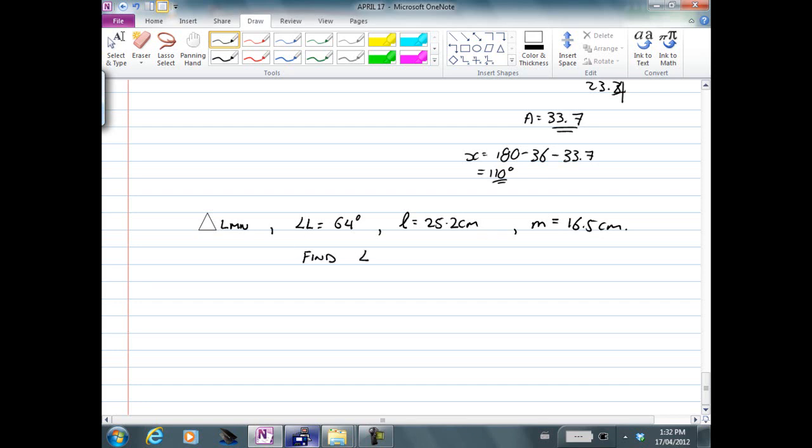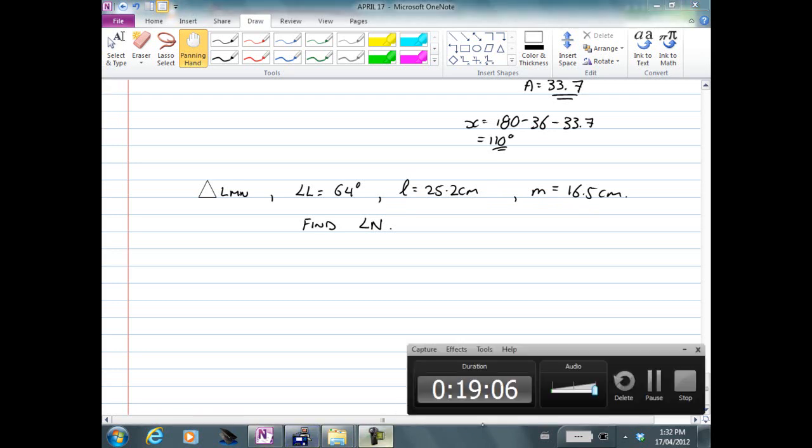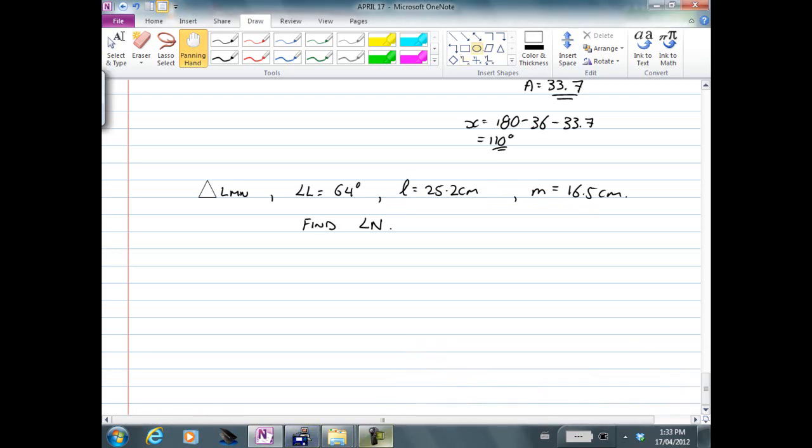Sometimes they won't draw the diagram out. I want you to draw the diagram out. I have triangle L, M, and N. Angle L is 64. Little l is this. Little m is this. Your job is to find angle N. I'm going to pause it. And a little hint. Guys, gals, that's what your picture should look like. It's a triangle. Where does LMN go? It doesn't matter. You choose.